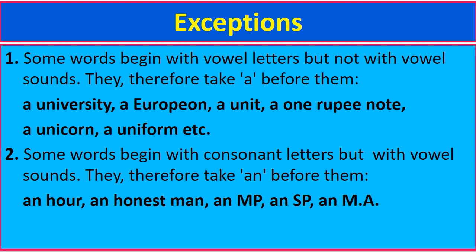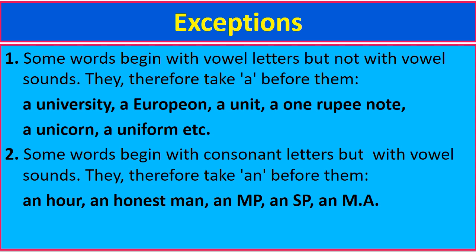For example, a university. Now, U sound, how do you write U? Y-O-U. So, it is considered as consonant. Here the sound is Y sound. And that is why we use a. A university, a European, a unit, a 1 rupee note.